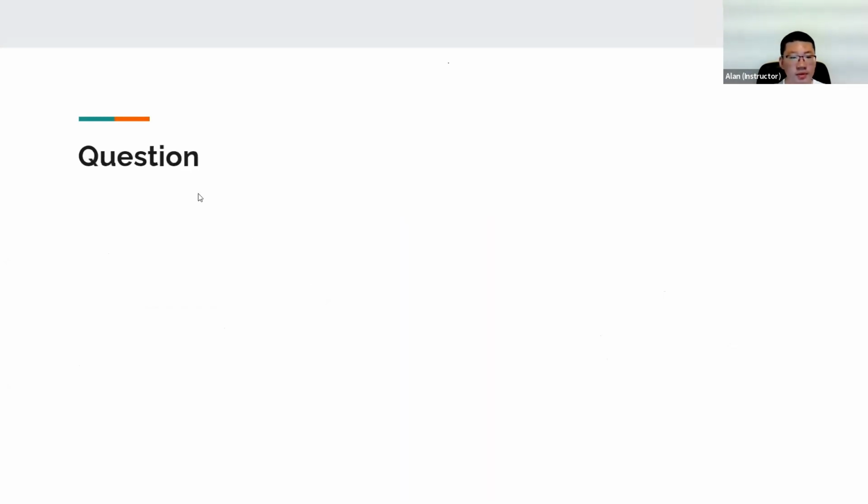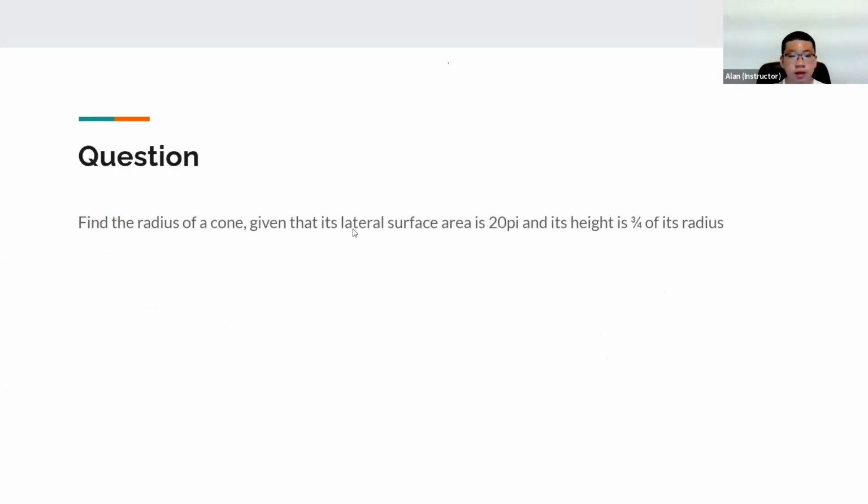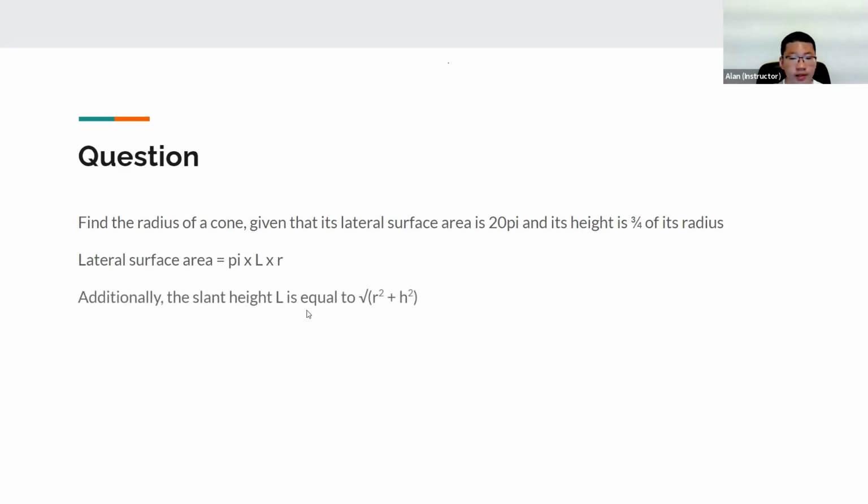And since there's not enough time, I'm just going to go over this question. It asks you to find the radius of a cone if its lateral surface area is 20 pi and its height is 3/4 of its radius. So you use the formula that the lateral surface area is pi times the slant height times r, and you remember that the slant height is equal to the square root of r squared plus the height squared.